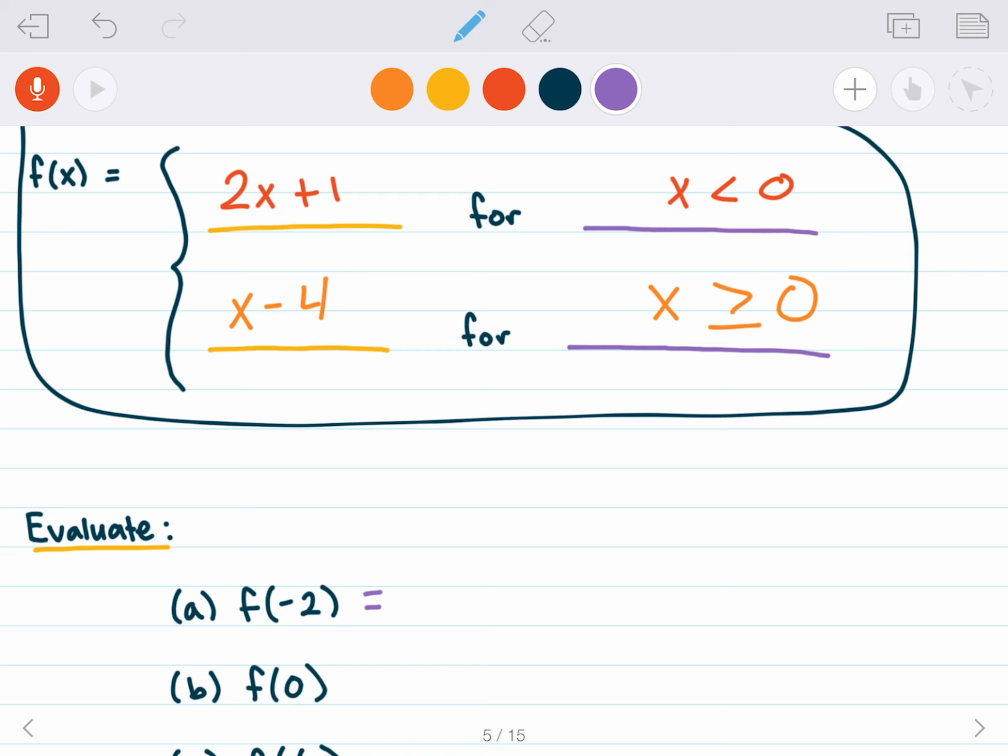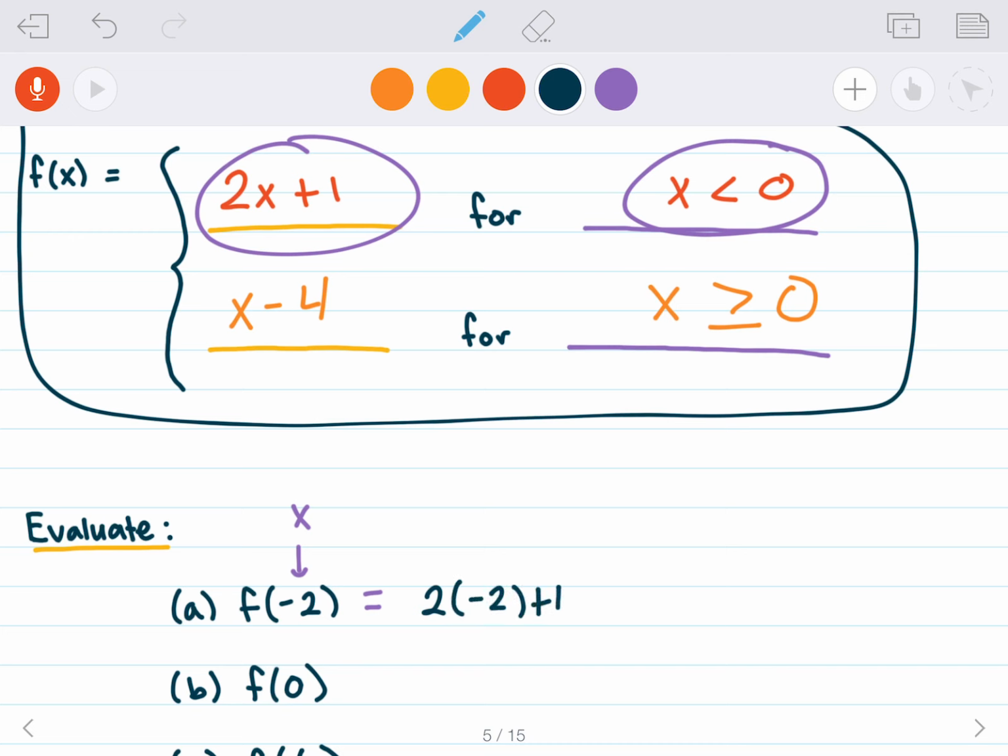It says evaluate f of negative 2. Now this is my x value, my input, and the rule that I'm picking depends on the x. Look at what rule I use for x is less than 0. I'm going to use this rule. So I'm just going to plug in negative 2 into my function rule for x. Again, I'm using the top one because my x, which is negative 2, is smaller than 0. Then I just evaluate: negative 4 plus 1 is negative 3, and that's my answer.